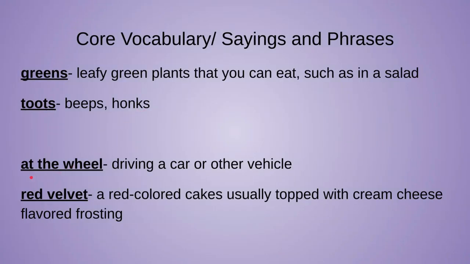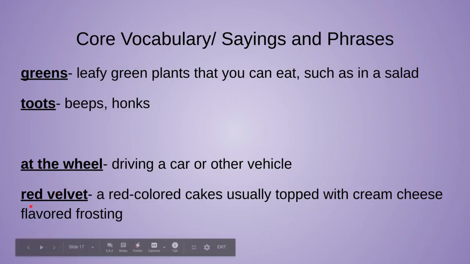And here's our sayings and phrases for today. At the wheel: driving a car or other vehicle. An example of that is my uncle was at the wheel and I was in the back seat on the way to school today. And then red velvet. It's a red-colored cake, usually topped with cream cheese and flavored frosting. An example of that is my cousin always asks for red velvet cake on her birthday.